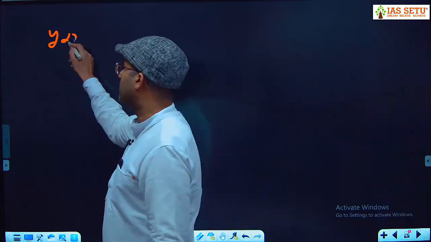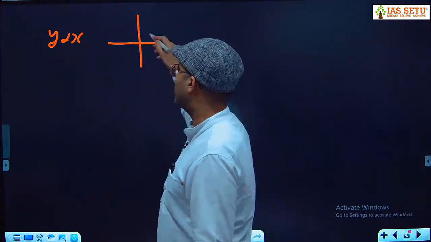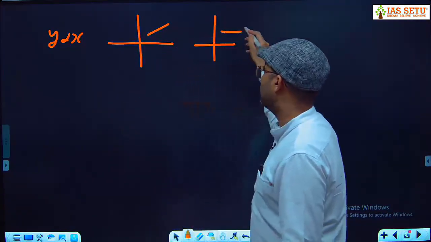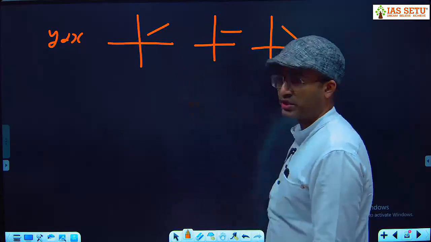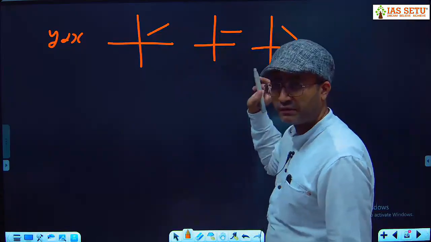y is directly proportional to x, straight line graph. It can be this straight line, it can be this straight line, it can be this straight line. Only the difference, slope positive, slope 0, slope negative.